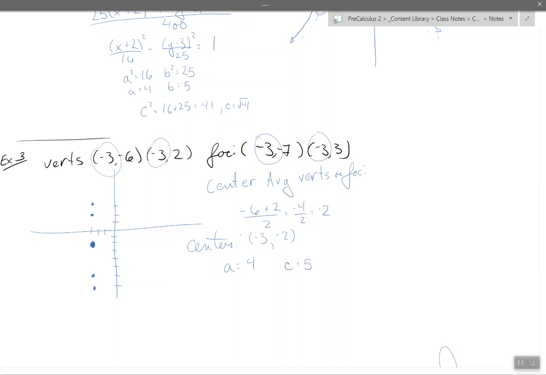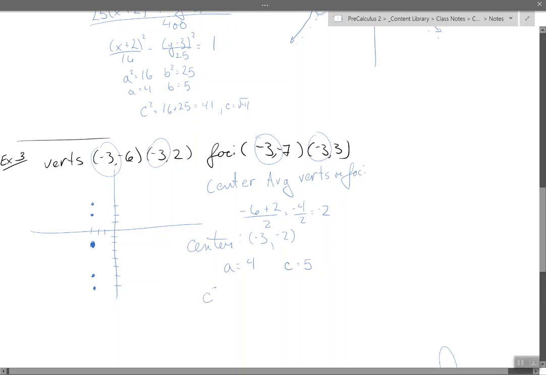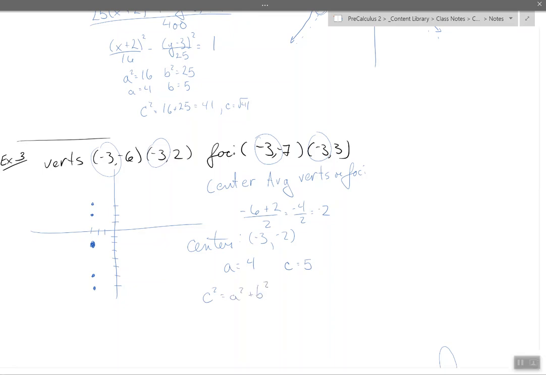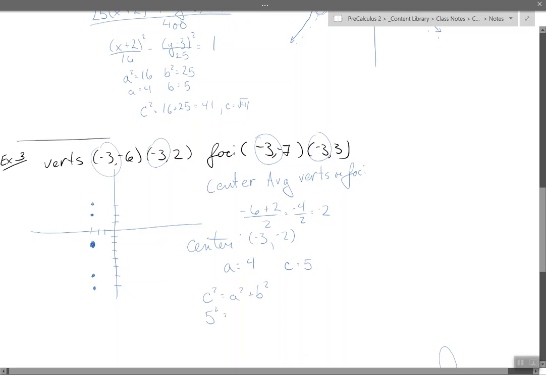The last thing we want to do with this set of numbers is find b, so we are using c squared equals a squared plus b squared. So c squared is 5 squared equals a squared, so 4 squared, plus b squared. This is a Pythagorean triple. We are going to get a nice whole number for b.